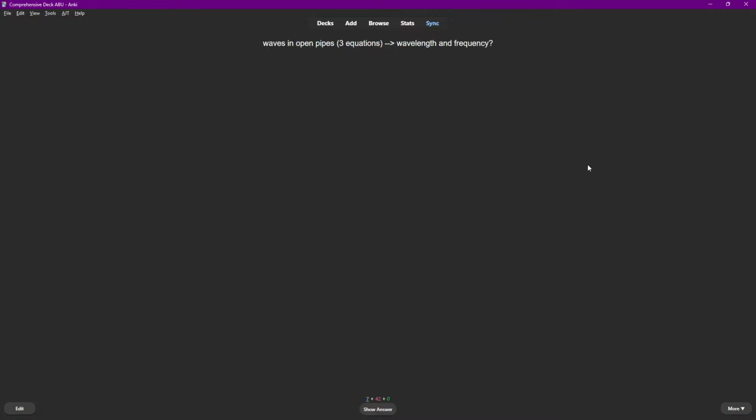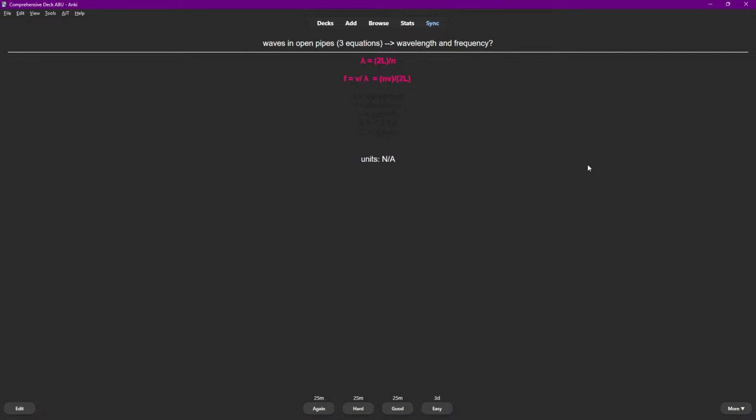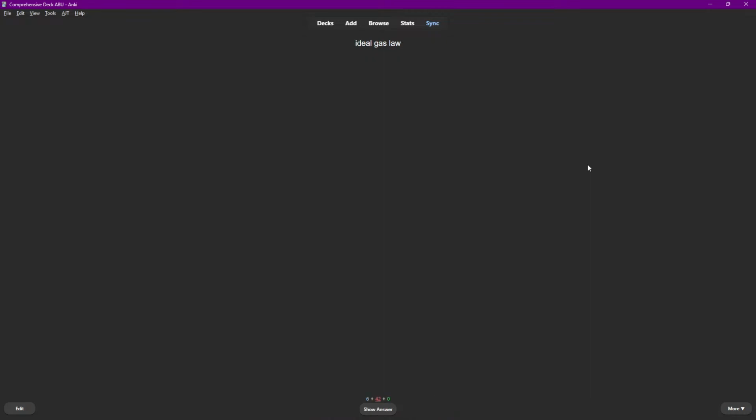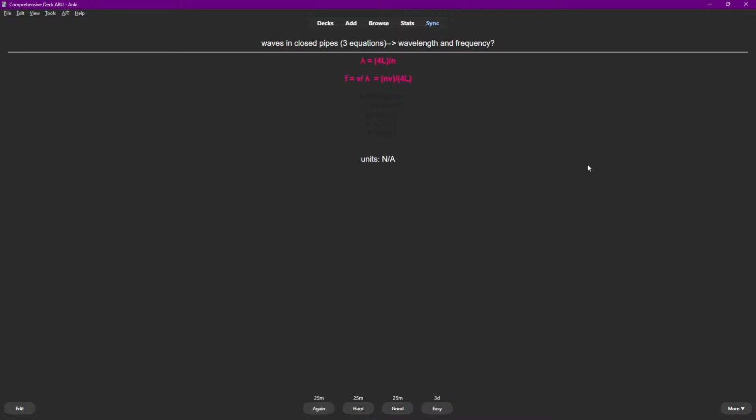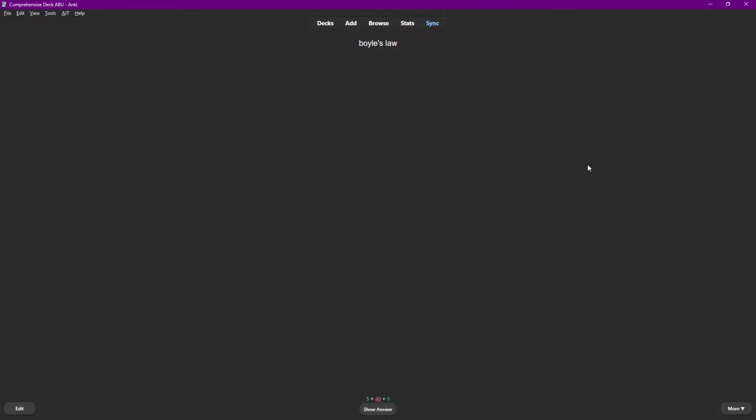Waves in open pipe. Wavelength is equal to 2L over N. PV or nRT, 273 plus the Celsius. Close, it's 4L over N, and it has to be 135. Oh, and a closed, but open-closed, my bad.